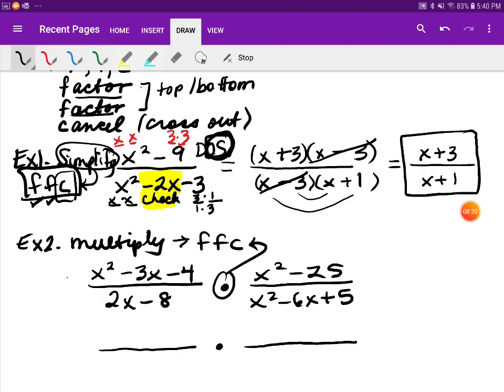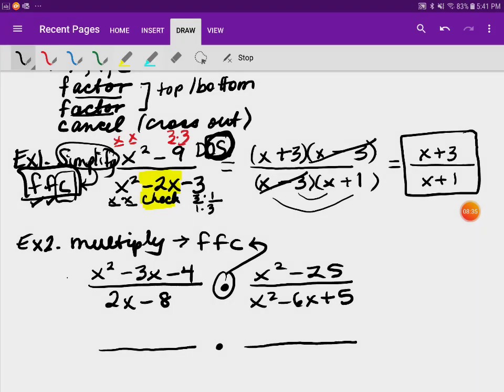Okay, so for this one, I have to identify which one do I want to factor. So you have 2 that are trinomials because there's 3 terms. So see if you can locate those. So the trinomials would be the top left, this one, and then the other trinomial would be this one.